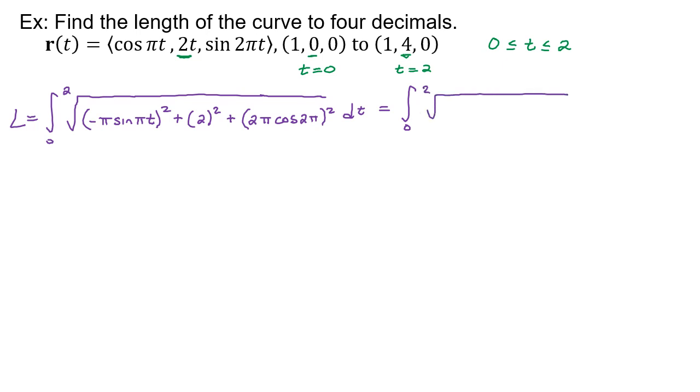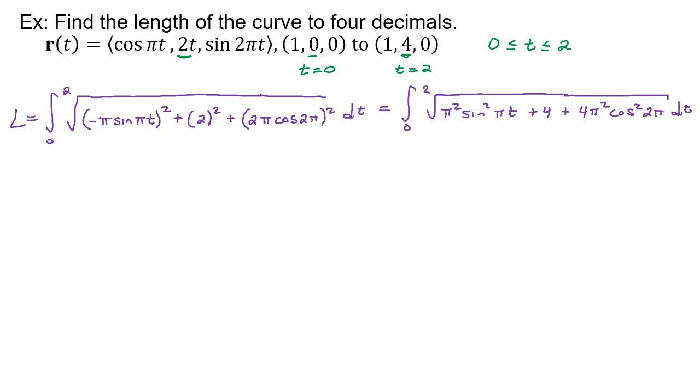So if you wanted to go one other step and square things out, this would be pi squared sine squared pi t plus a 4 pi squared cosine squared 2 pi t. And that would be setting it up.